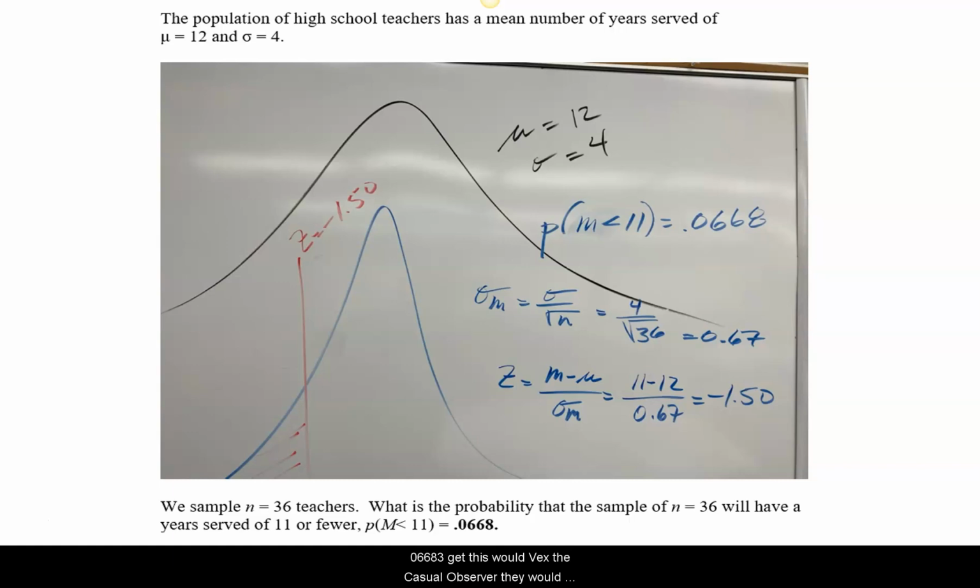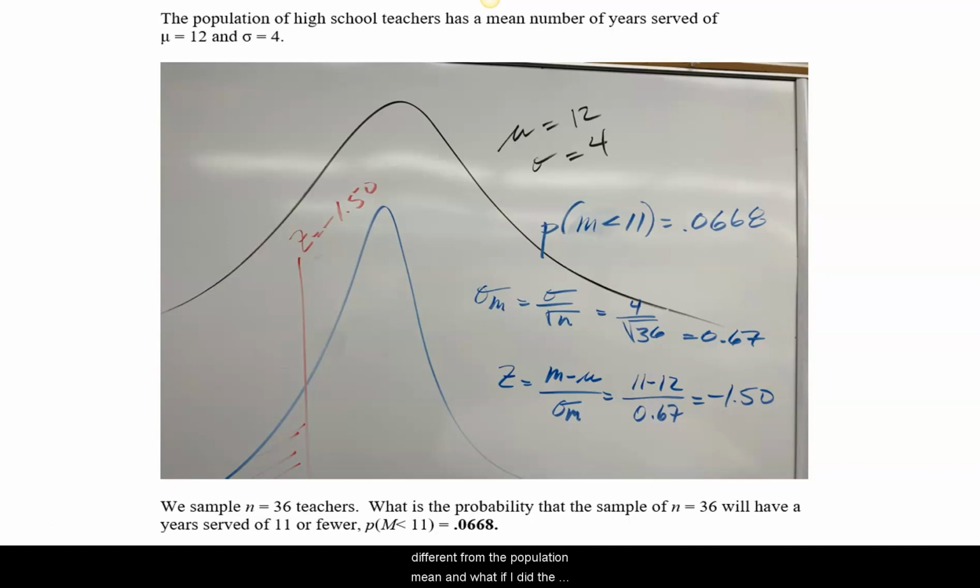But again, this would vex the casual observer. They would come in and say, now, wait a minute, 11 is close to 12. Why would the probability be so low, less than 7%? Well, again, we're talking about a mean of 36 teachers. And when you have that many contributors to the mean, it's unlikely that the mean will be deviant, that it will get very different from the population mean.